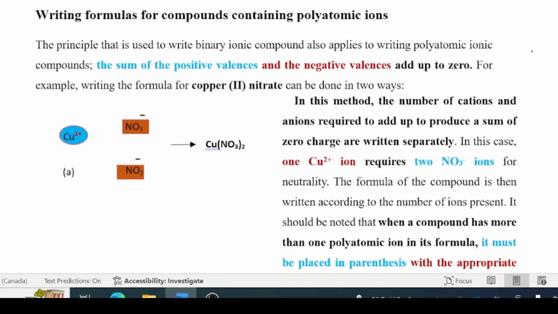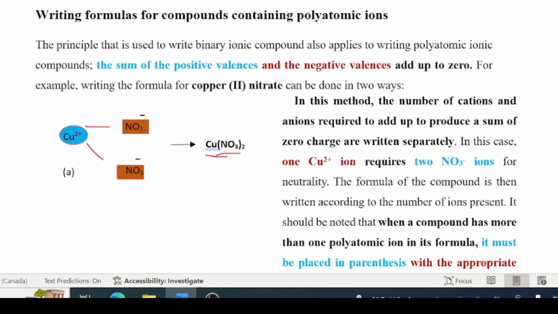Writing formulas that contain polyatomic ions. We know that copper is 2 plus, and each nitrate radical is 1 negative, right? So you'll need 2 nitrates for this to become electrically neutral, right? To balance off those 2. We've alluded to this already. We've taught you that already. So that's how you're going to do that, okay?